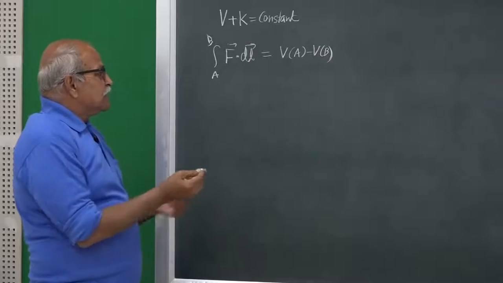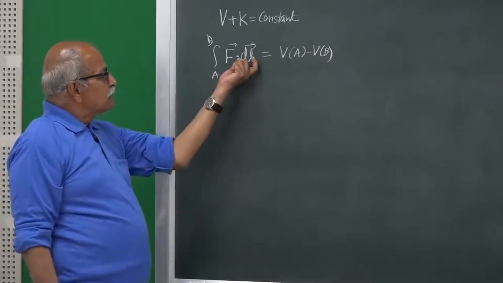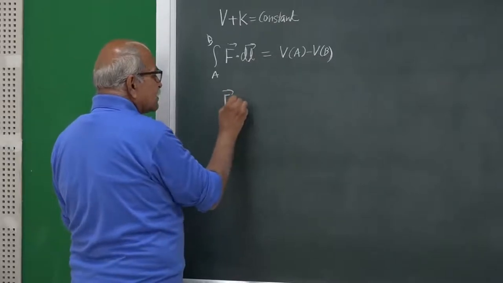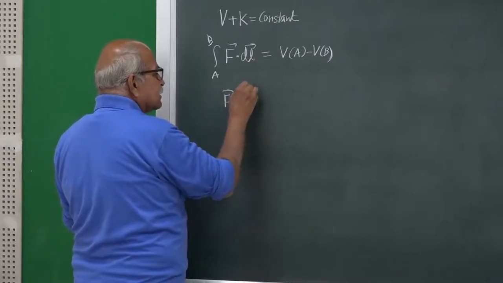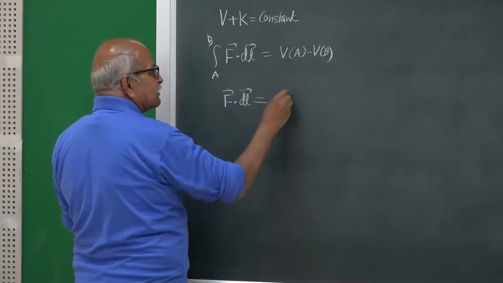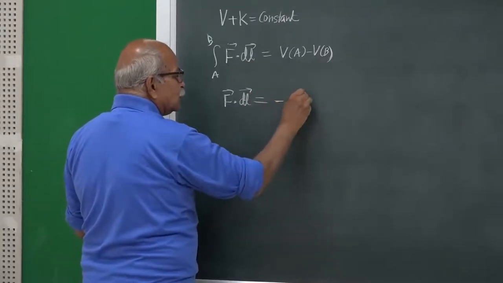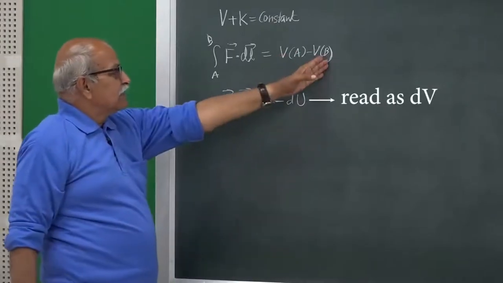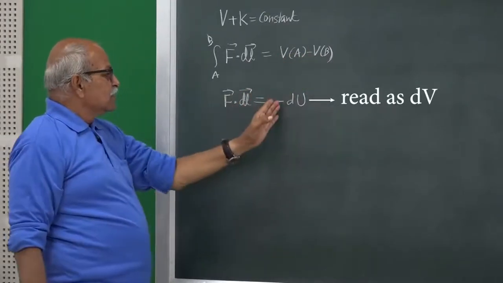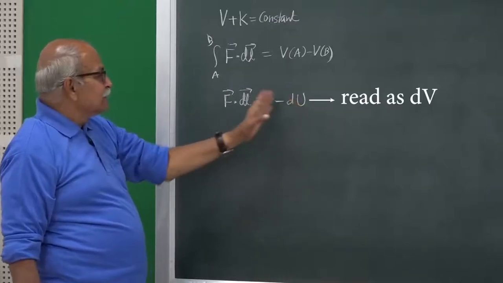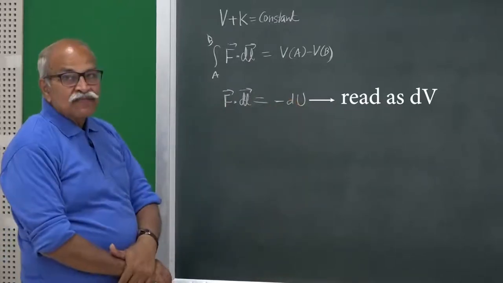So if you have just a small displacement dl, you can say this F dot dl is a small change in the potential energy, and that is here minus dV, because it is initial minus final, not final minus initial. So it is minus of a small change in potential energy, and this is it.